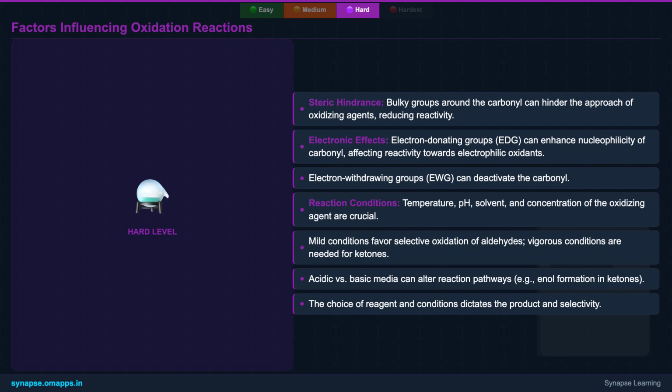Finally, reaction conditions, such as temperature, the pH of the solution, the choice of solvent, and even the concentration of the oxidizing agent, are paramount. A slight change in any of these parameters can drastically alter the reaction pathway, the product yield, and its selectivity. Mastering these interconnected factors is essential for predicting and controlling organic reactions, moving beyond rote memorization to true chemical intuition.